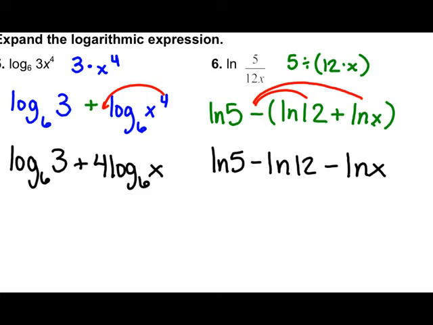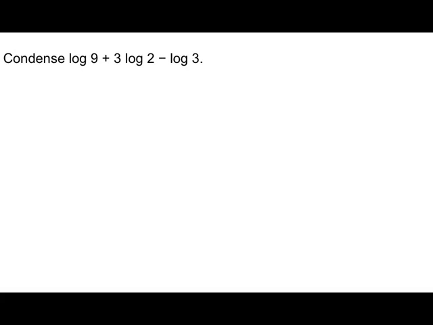Cruising right along. Here we go. The opposite of expanding is to condense. So if you look at this problem, instead of one log, we have multiple logs. So what we want to do is rewrite this math problem so that it's no longer multiple logs. So to do this, we write log once.